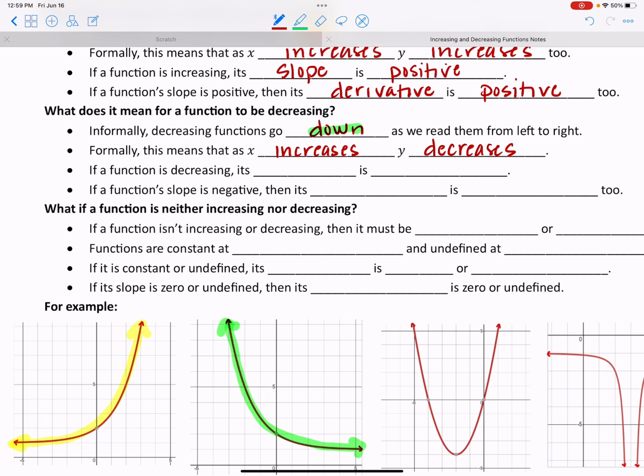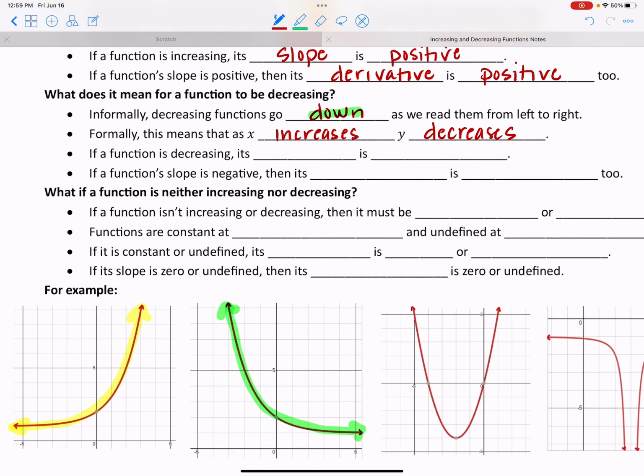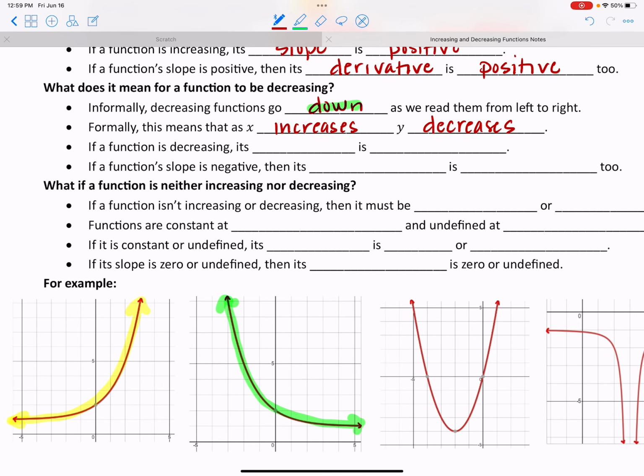Okay, so if a function is decreasing, that means its slope is going to be negative. So if it's decreasing, the slope is negative, and slope being directly connected to our derivative means if the slope is negative, the derivative is going to be negative too. That means our derivative function would be below the x-axis. So the derivative would have to be negative if the slope was negative.